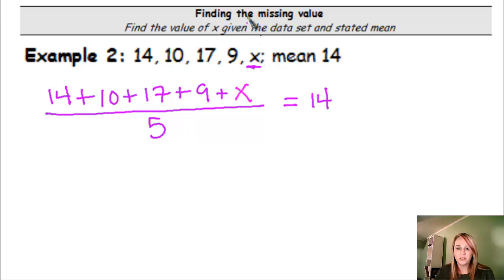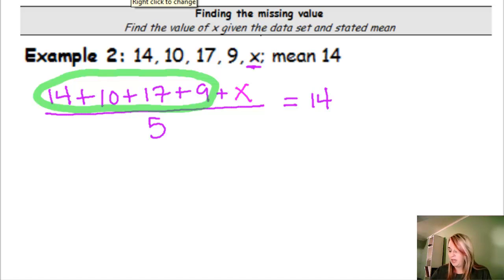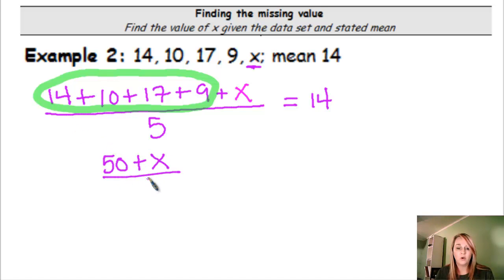The first thing you're going to want to do is to take and simplify this group of numbers right here. Let's get it looking a little bit more concise. So if we add them up, we get 50 plus x over 5 is equal to 14. We've studied these kinds of equations before, and the best way to deal with this is to get rid of your denominator. I can do that by multiplying both sides by that denominator.